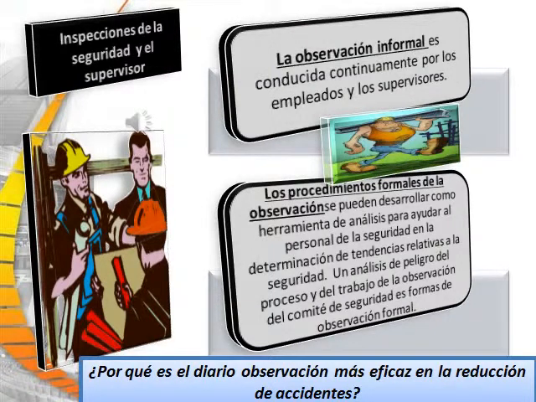Informal observation is conducted continually by employees and supervisors. Formal observation procedures can be developed as an analysis tool to assist safety staff in determining safety-related trends. A safety committee observation process and job hazard analysis are forms of formal observation.